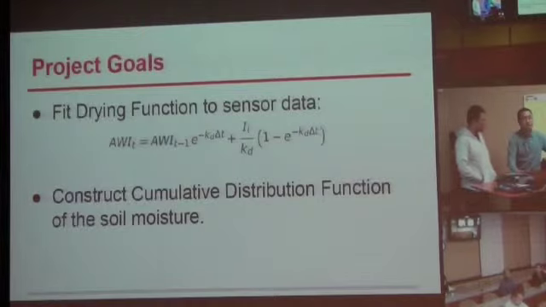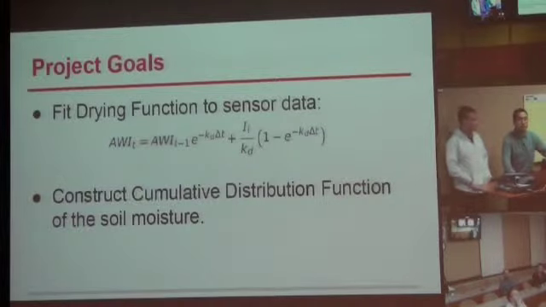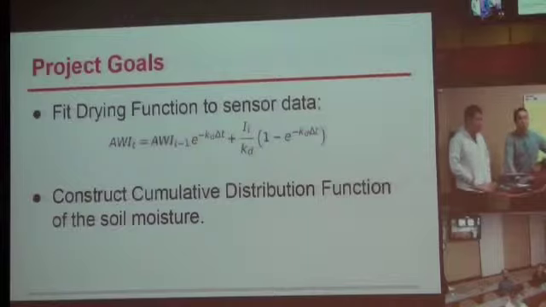So the objective was that there were two things primarily that he wanted to tackle. First was to fit a drying function to the data that was captured. A drying function, as seen here, describes, given the moisture level of the soil and the rain intensity recorded, how to estimate the future soil moisture content.